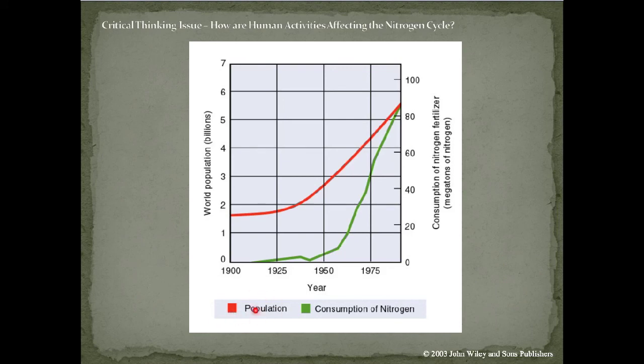You can see here, population in red and consumption of nitrogen have a correlation. As our populations increase drastically, so has our consumption of nitrogen, using nitrogen as fertilizer to fertilize our crops to feed our increasing population.